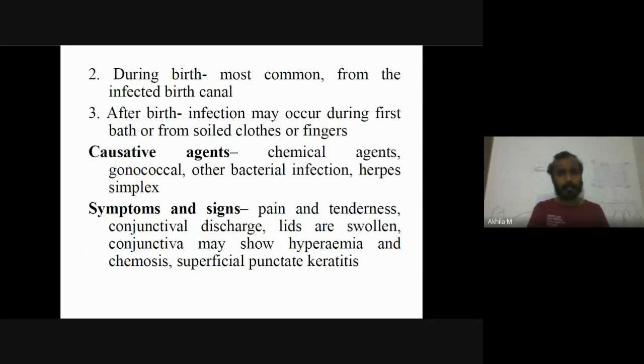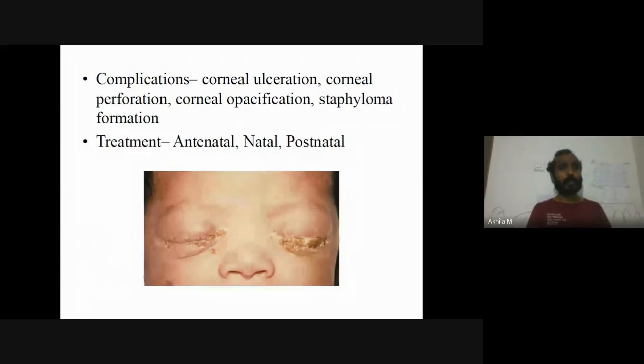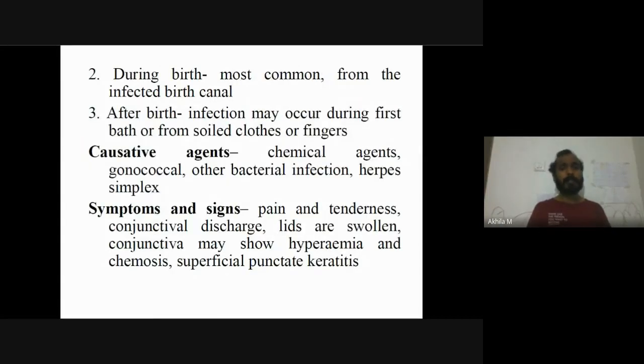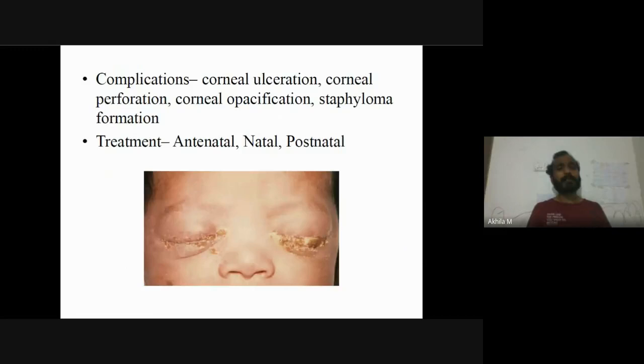The causative agents are different. Chemical agents may cause it, gonococcal infection, bacterial infection, and herpes infection can also cause ophthalmia neonatorum. Signs and symptoms, as we already described: pain and tenderness will be there, conjunctival discharge will be there, and the lids will be swollen. From this picture, you will get an idea about the discharge. Swelling, hyperemia, and superficial keratitis will be there.